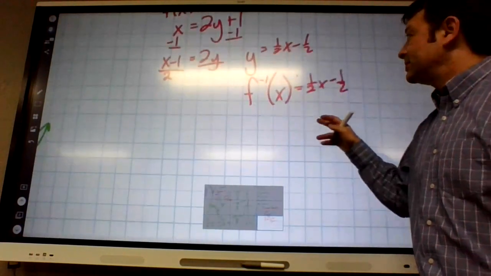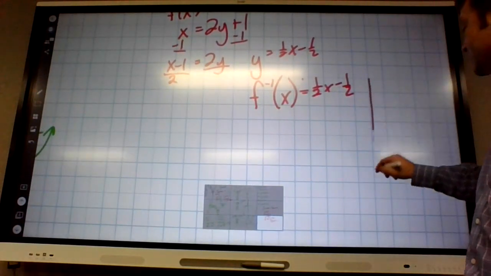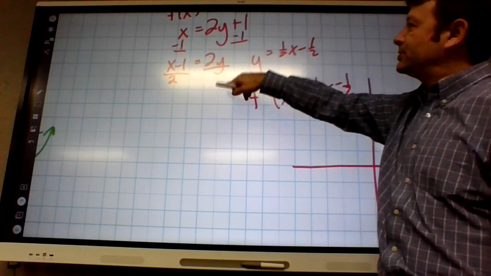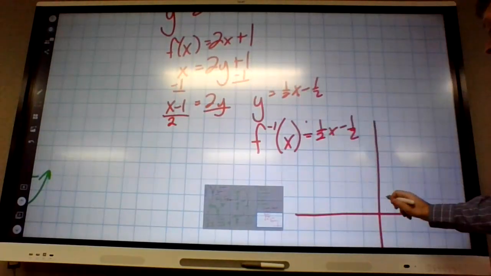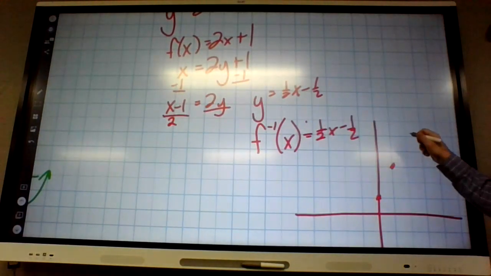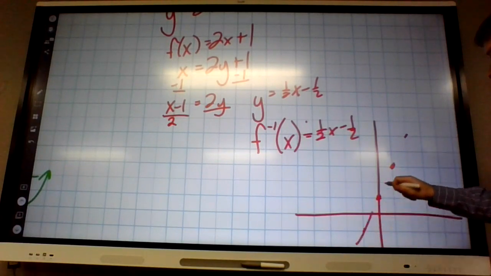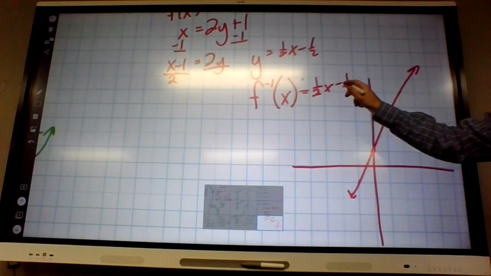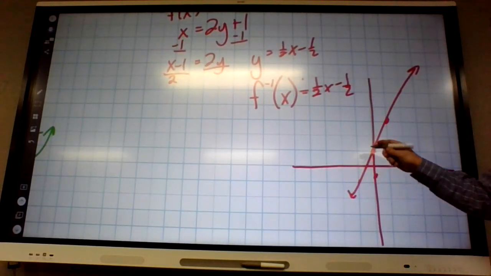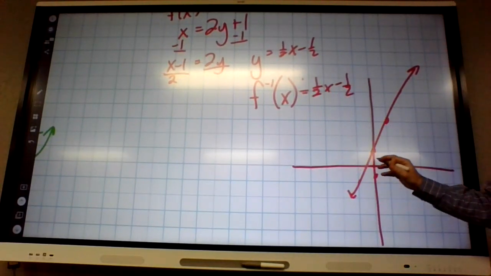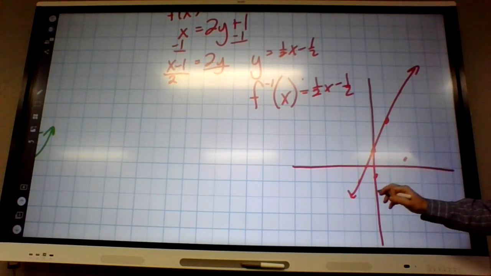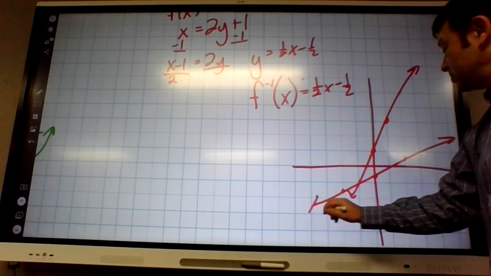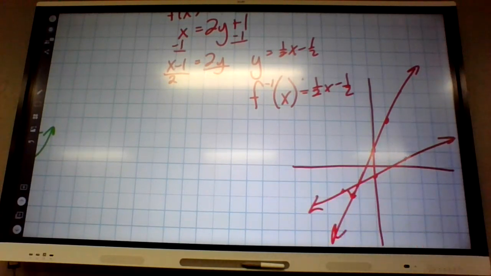Let's graph these and see what they look like on the graph. See if you guys can guess what the pattern is. So the first one was 2x plus 1. So you go up 1, slope is 2. You guys remember how to graph those? Second one, y-intercept is -1/2, slope is 1/2. So up 1 over 2, down 1 back 2. Alright, make it a little bit longer.